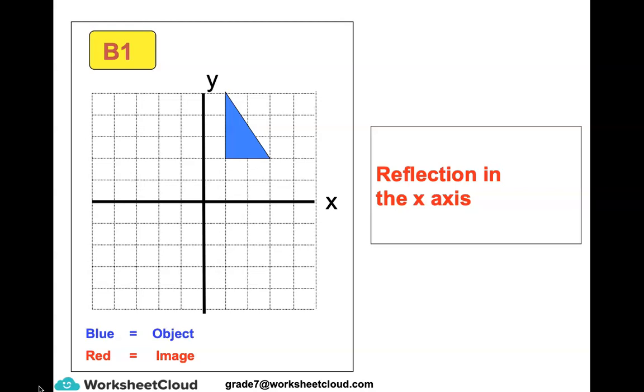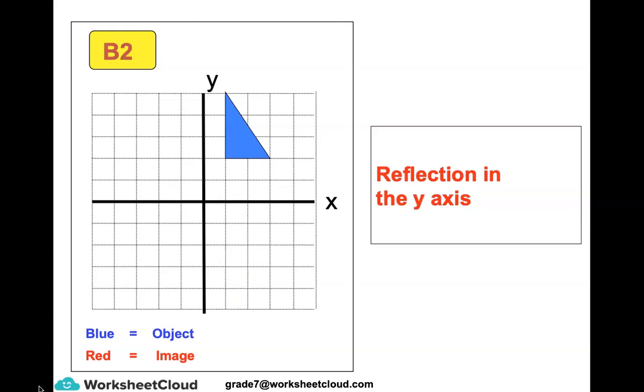You might be asked to reflect in the X and the Y axis. So you should hopefully know that the X axis is the horizontal axis and the Y axis is the vertical axis, which gives us 4 quadrants. So if I asked you to reflect in the X axis, that would be where your image would lie. Okay, so notice it's the same distance away from the X axis as the object in blue.